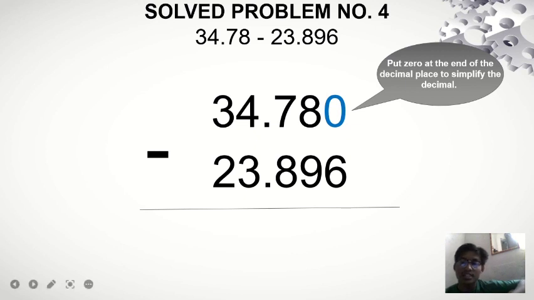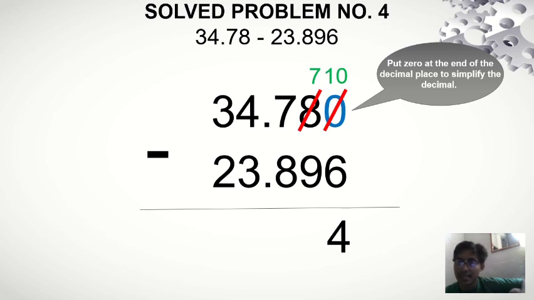So, 0 minus 6 cannot be. So, hindi nyo pwedeng apply ang integer sa column. So, magiging 10 siya at yung 8 nyo ay magiging 7. So, 10 minus 6 is 4. Now, 7 minus 9 cannot be. So, borrow 1 tayo ulit. Magiging 17 ang 7 nyo, at ang 7 nyo ay magiging 6. So, 17 minus 9 is 8.